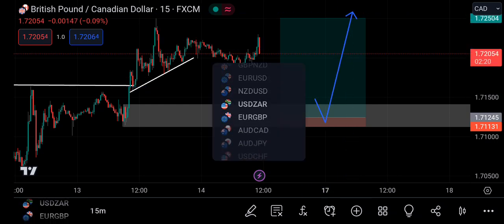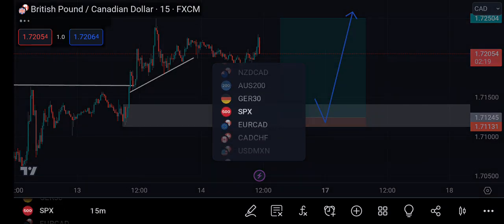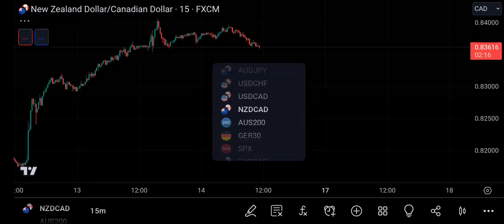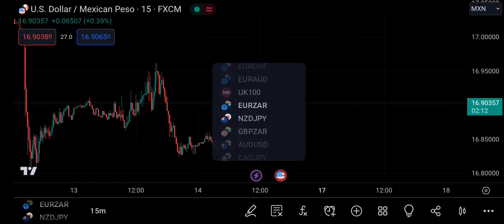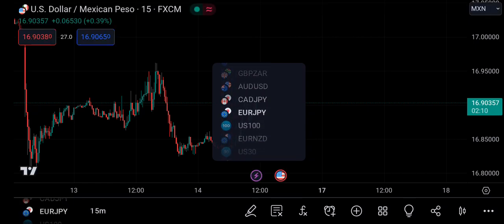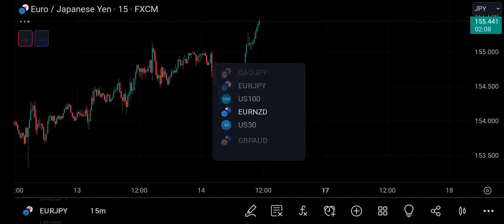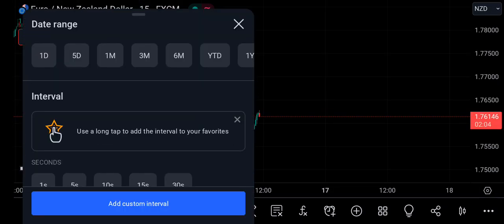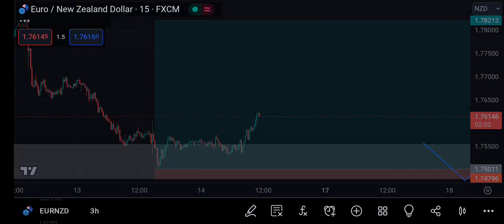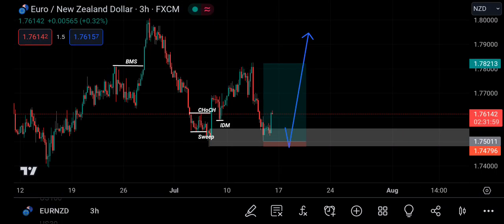And also I had an interesting trade on EURNZD. Let me just search for it real quick. EURNZD, where are you? There you go, I found you. Okay, I had an interesting trade on EURNZD. I hardly remember which time frame we were on, but the market came back.